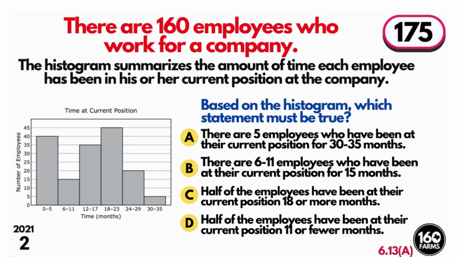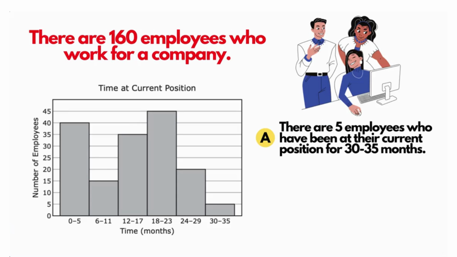Well, let's start by pulling the table out and look at our graph and analyze question by question. So let's eliminate answer choices as we go. So the first one says there are 5 employees who have been at their current position for 30 to 35 months. Let's find where that's represented on our graph.